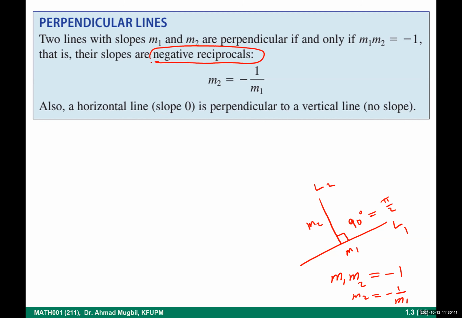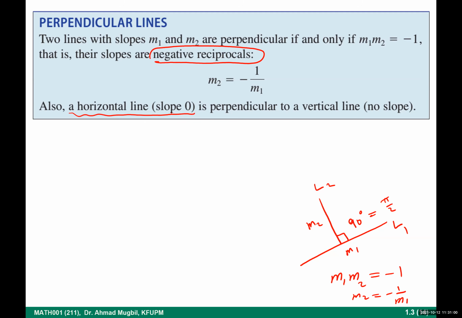What is the relationship between the slopes of two perpendicular lines? They are negative reciprocals of each other. Change the sign and flip it, down up, down for the numerator and denominator. And this will confirm what we said before.